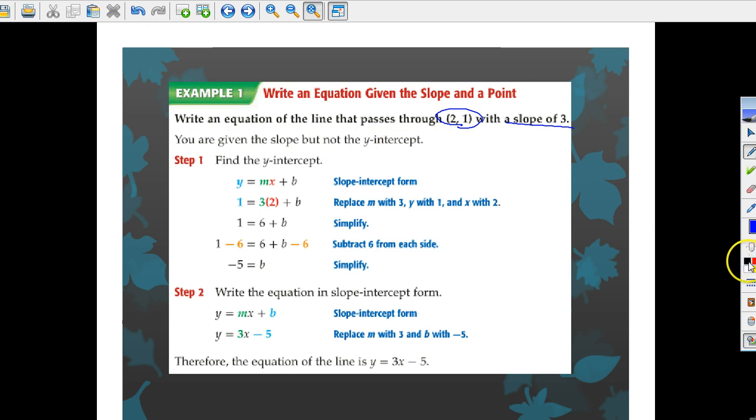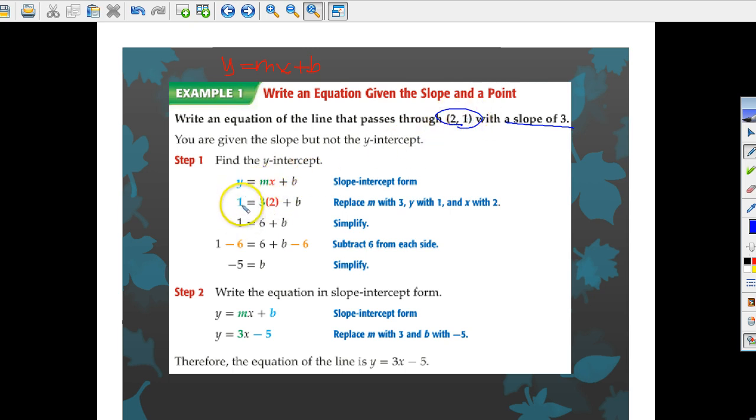Remember, you want to write your answer so that it looks like y = mx + b. This is slope-intercept form. Right now your slope is 3, so in green you put 3. They give you one point. That means if x is 2, you put 2 for x, and y is 1, you put 1 for y.